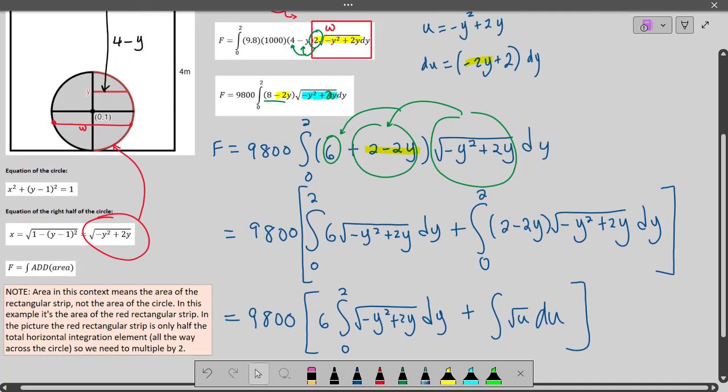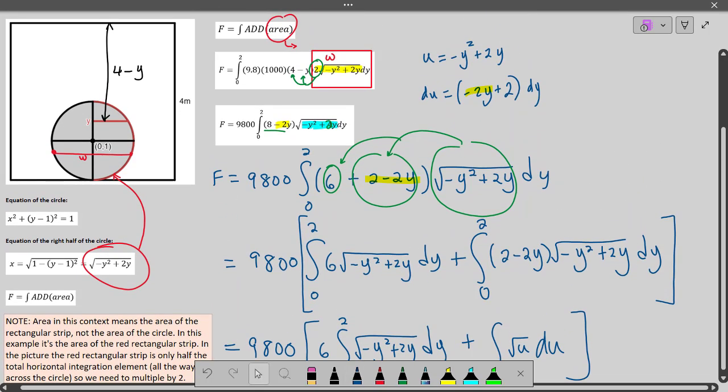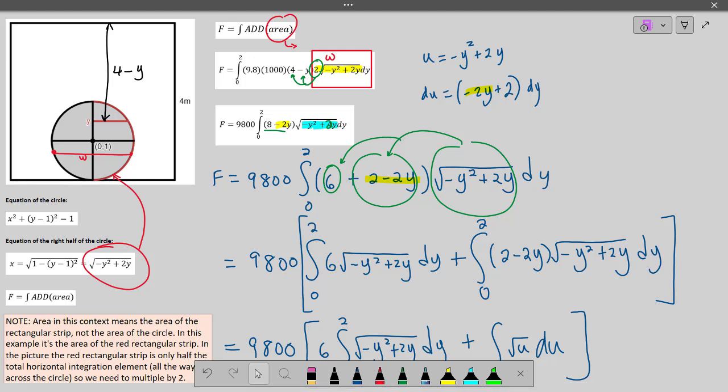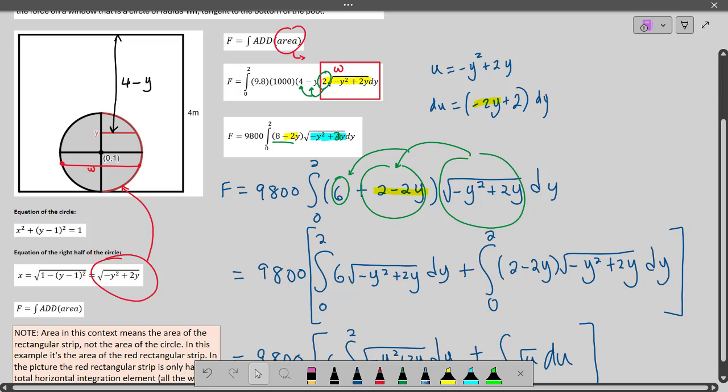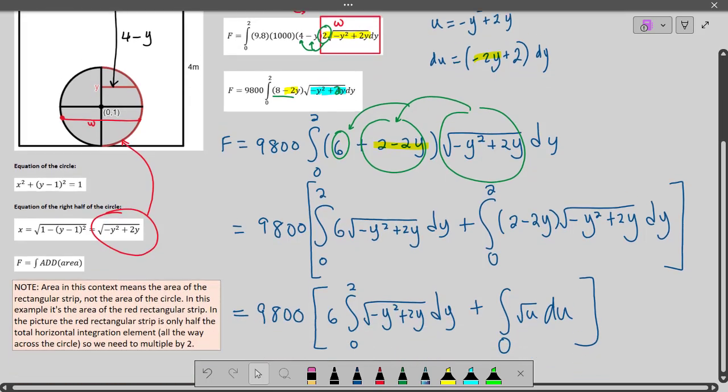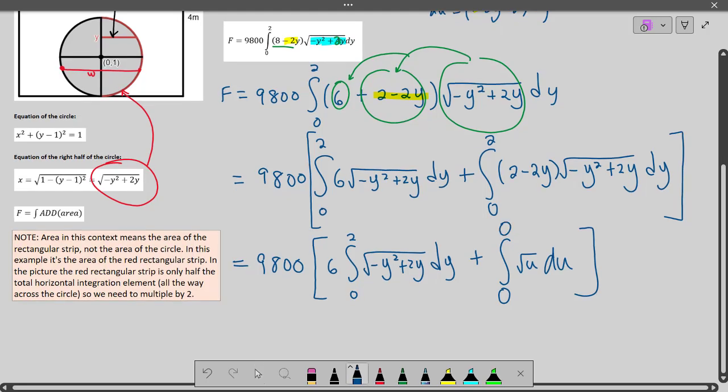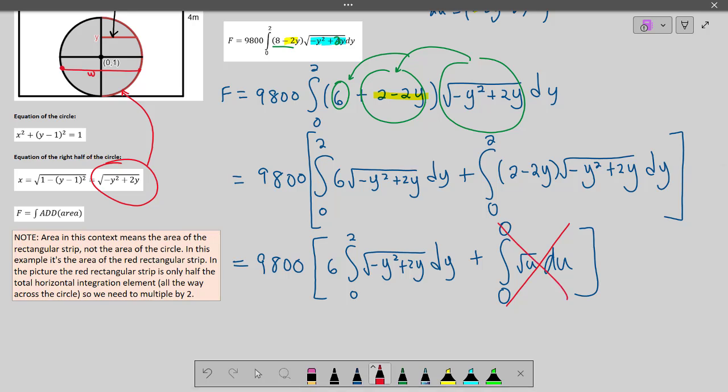Now let's look at the limits of integration. When y is equal to 0, what is u equal to? 0. When y is equal to 2, what is u equal to? 0. And what is the integral from 0 to 0? 0. It just cancels out. That's just gone. Integral of 0 to 0, adios. Its value is 0.